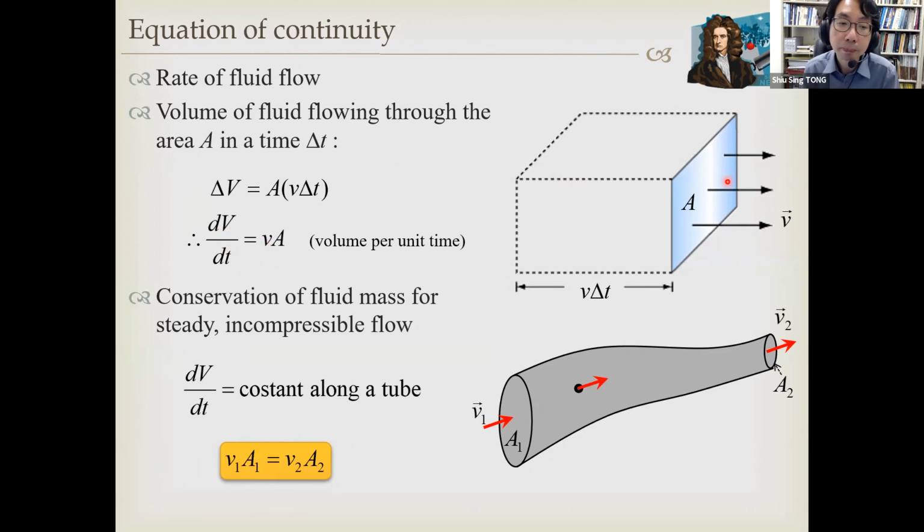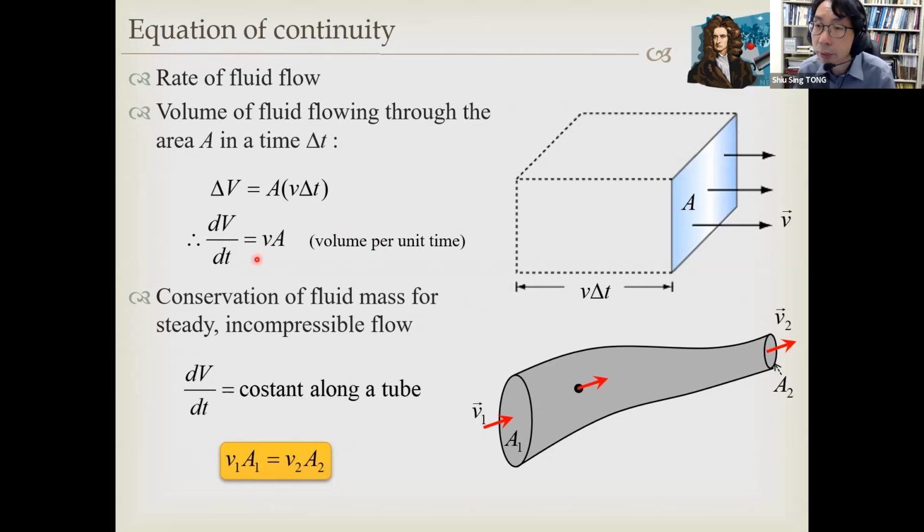Okay. Now suppose I have a tube. The tube has a varying cross-sectional area. Suppose at one end, the tube has a larger cross-sectional area, which I call A1. At the other end, the tube has a smaller cross-sectional area, which I call A2. I want to relate the velocity v1 when the fluid enters the tube and the velocity v2 when it leaves the tube.